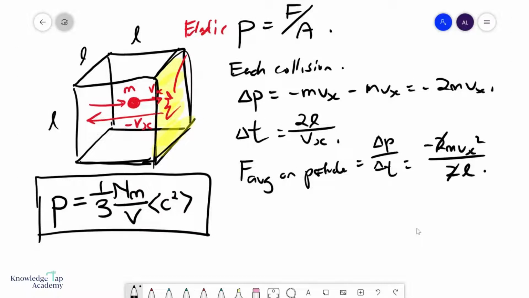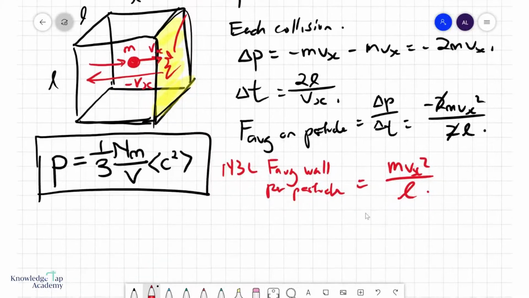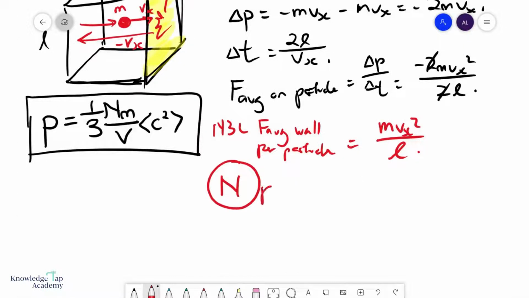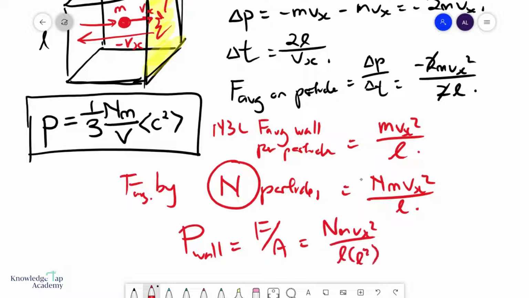And what we can do now is apply Newton's third law and say that the average force on the wall per particle is simply equal and opposite to this, which will be positive mvx squared over L. Considering now that there are N particles, then the force by N particles will be N m vx squared over L, and finally the pressure on the wall, F over A, is N m vx squared over L times L squared, which is N m vx squared over V, the volume of this cube.